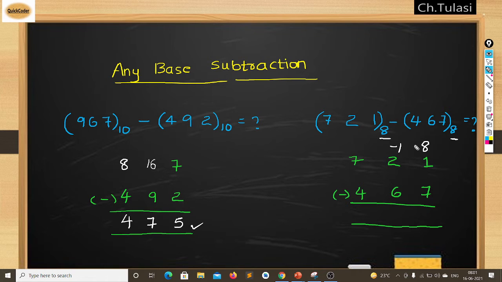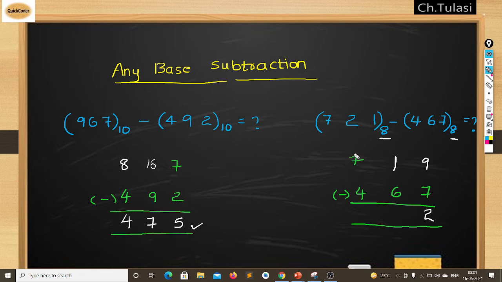The first step is 8 plus 1, which is 9. So 9 minus 7 is 2. Again I have a carry here, so first I do 2 minus 1, which is 1. Just 1. 1 minus 6 is not possible because it is a smaller number.